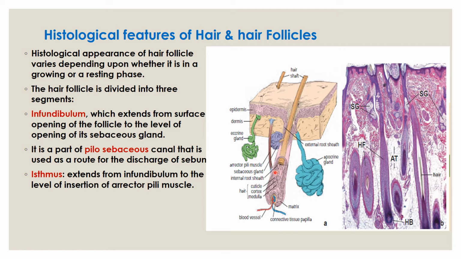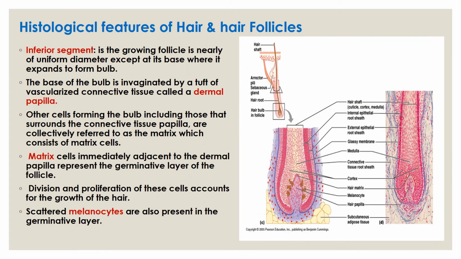And this lower part is called the lower segment or the inferior segment. Now this bulb of the hair follicle, or the inferior segment, is a dilated portion, dilated at the base, which is called the bulb of the hair. This bulb is invaginated by a tuft of capillaries, or it is vascularized, to keep the hair follicles or the growing hair cells supplied with blood and nourishment.